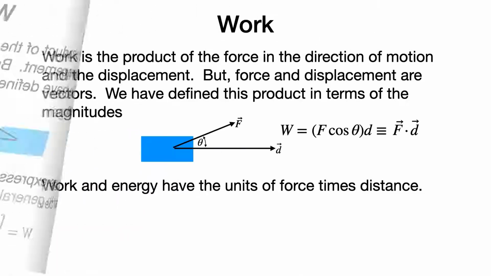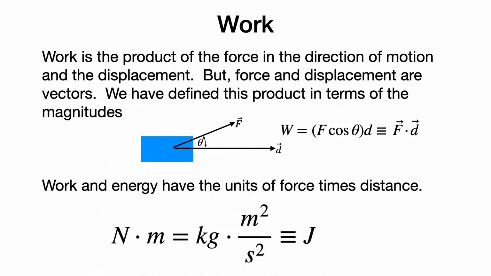The other thing we want to understand is that work and energy have units of force times distance. That is newtons times meters, or in basic units, kilogram meter squared per second squared. And since we use this so often, the SI system of units defines its own unit for this called the joule, which is represented by the letter capital J. So capital J is the SI unit of energy.